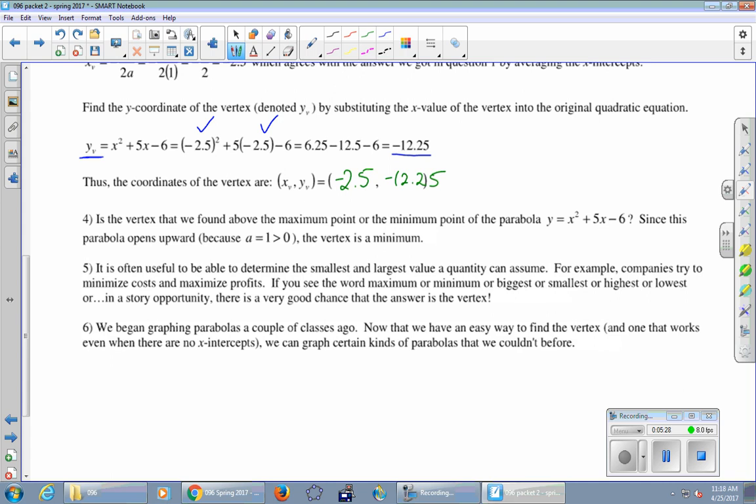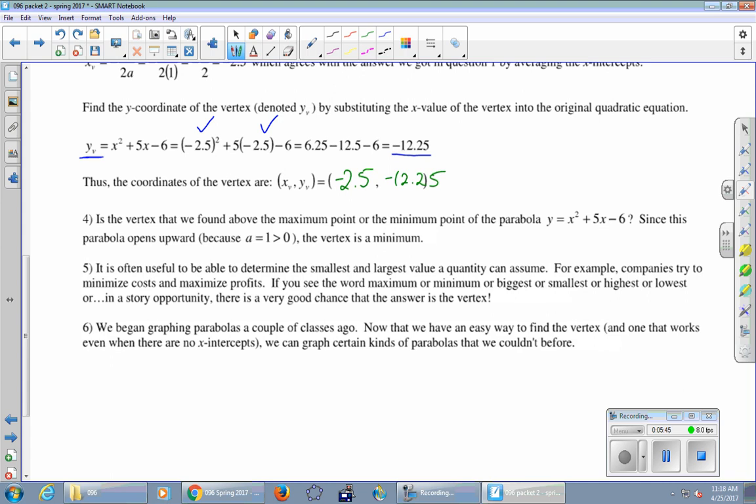And oftentimes it is useful to find the highest or lowest point in a real world context. So for example, a company might try to maximize profits, find the highest point, if that was a profit curve. Or if that was a cost curve, find the lowest point to try to minimize costs.